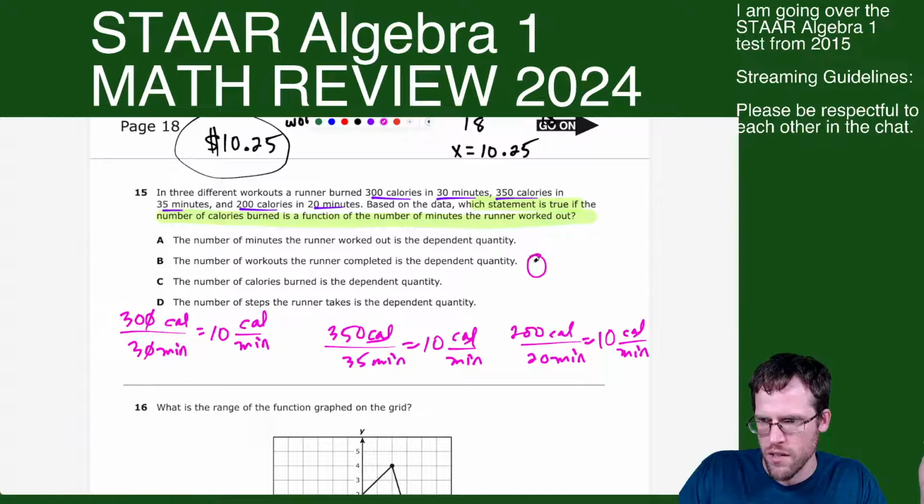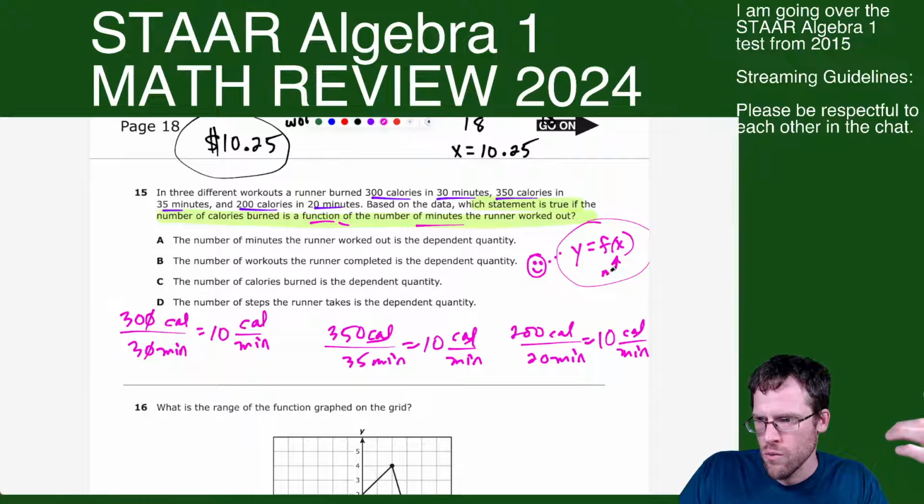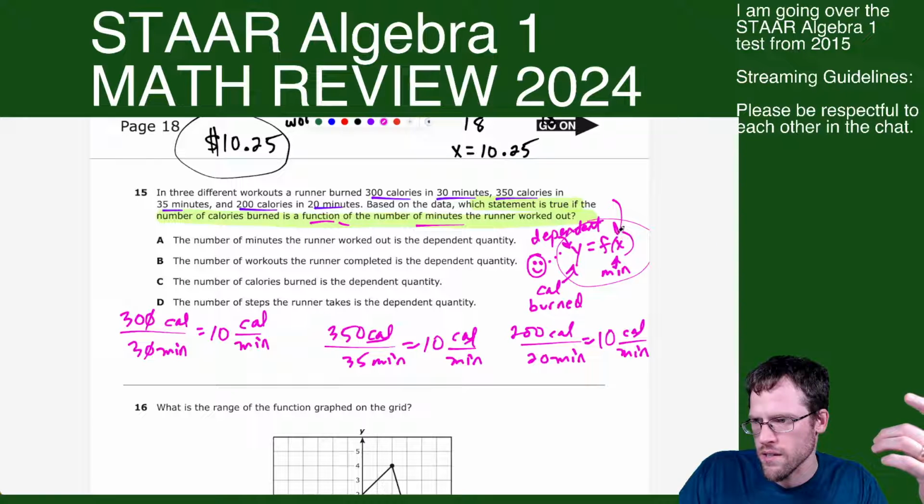If you think about what they said in the question, think about this carefully. Let's say y equals a function of x. What they're saying is that the runner burns 300 calories in 30 minutes, and that the number of calories burned is a function of the number of minutes. When you hear y equals f of x, that means y is a function of x. So minutes would go here, and the calories burned would be the y value. And the y value is the dependent variable. Y depends on x. X is independent.